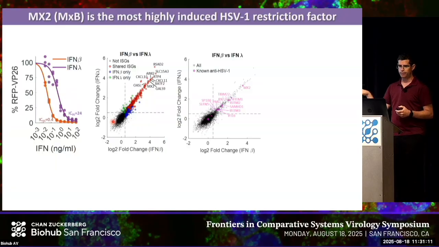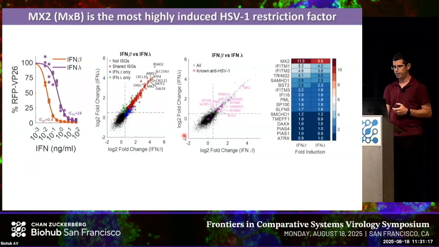We can look at the same plot and just annotate the known HSV-1 restriction factors. There's a bunch of them that are not ISGs. These are constitutively active restriction factors. There's a lot that are weakly induced by these interferons. And there's one clear outlier, which is MX2, which is induced about 10-fold upon treatment with both interferon beta and lambda, and it is known to have an important role in inhibiting all herpes viruses.